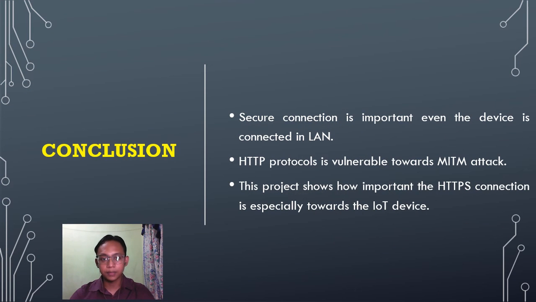As for the conclusion of my project, we can conclude that a secure connection is important for IoT devices, although they are in the LAN or private network. HTTP is a vulnerable protocol towards man-in-the-middle attacks or network intercepting. This project shows how important an HTTPS connection is, especially for IoT devices that are connected inside our LAN. The connection should be encrypted because if not, the attacker or insider hacker can intercept the connection and read all the login credentials freely.